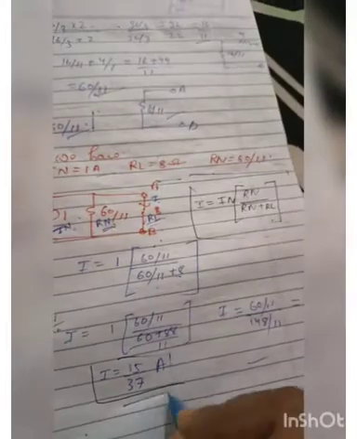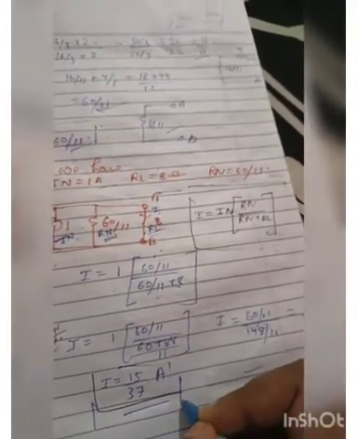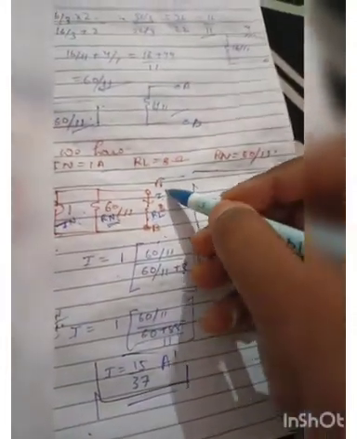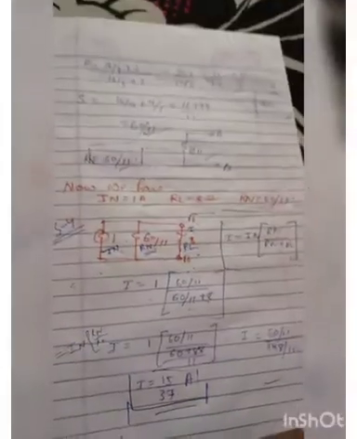Our I is 50 by 37 ampere. The current is flowing from the direction of A to B. In this way, we will.